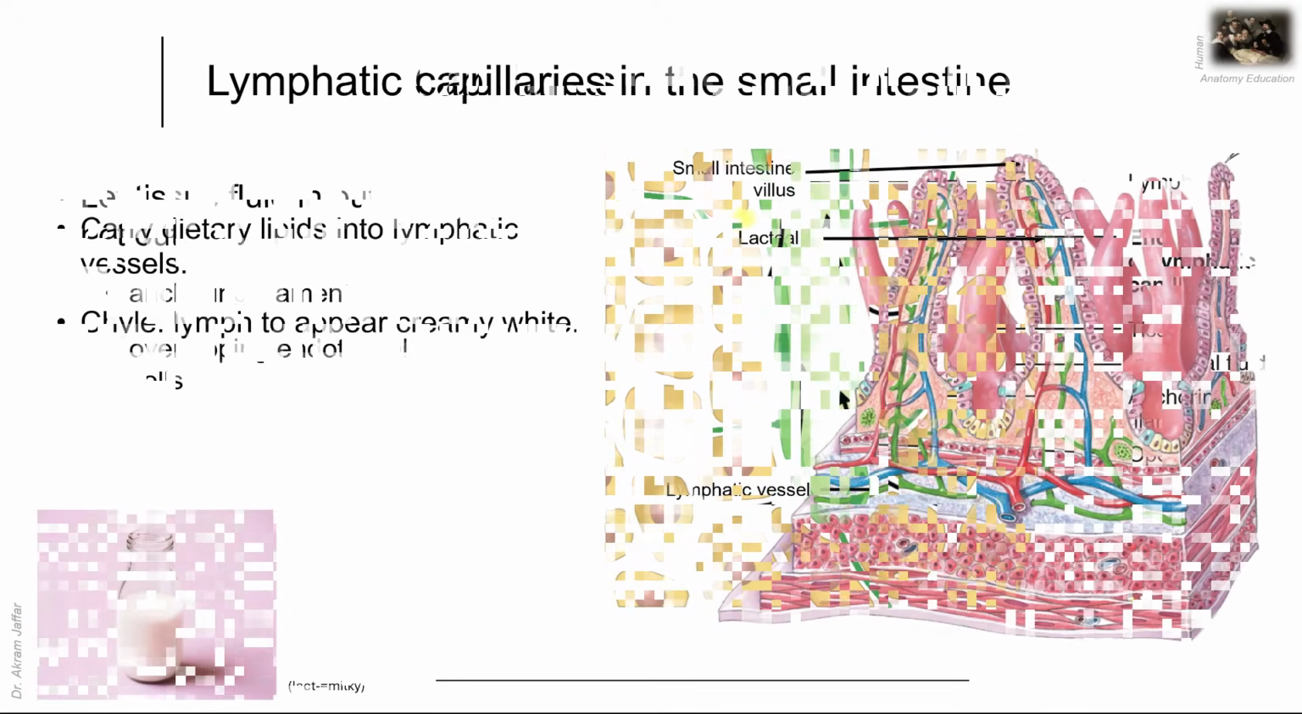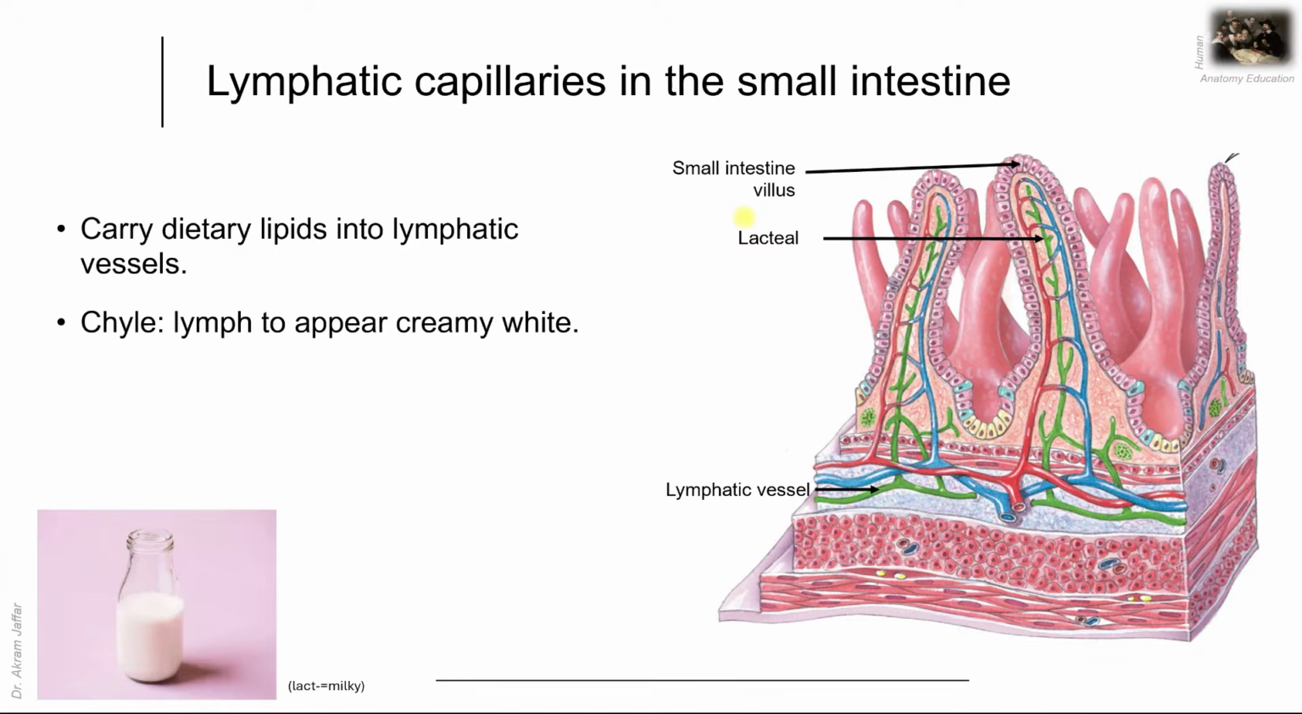out. In the small intestine, lymphatic capillaries carry dietary lipids into the lymphatic vessels, and the presence of these lipids will cause the lymph that is drained from the intestine to appear creamy white, and it has a special name. It's called chyle. Elsewhere in the body, as we said, the lymph is a clear, pale, yellow fluid.